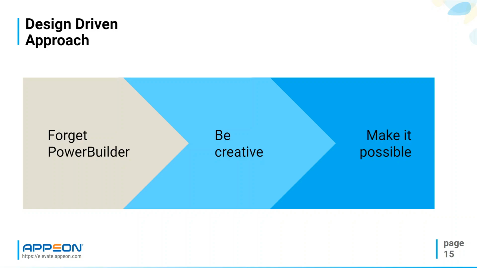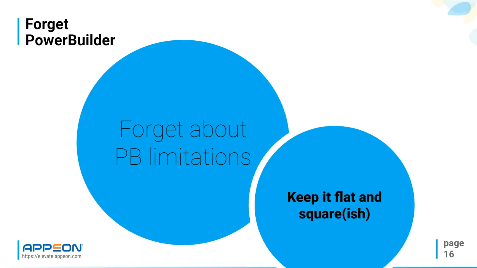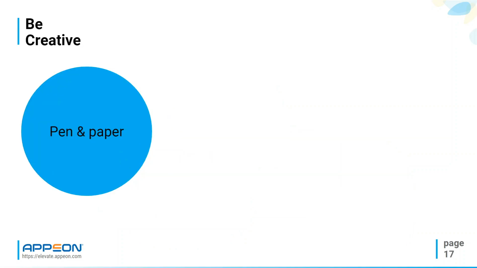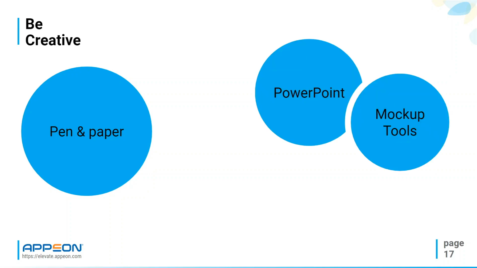Okay, how would you do that design-driven approach? Three keywords: forget PowerBuilder, be creative, and then make it possible. What does that mean? Just forget about all PowerBuilder limitations and go to designing. You just need to remember to keep it flat and squarish. So just square objects and flat, no 3D things and all of that. Just keep that in mind, forget about the rest of PowerBuilder and start designing. So be creative. I usually like to start with pen and paper. Then there are some tools. There are some mock-up tools to do design.